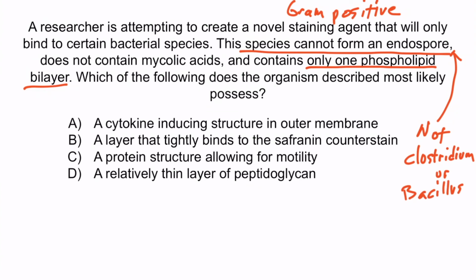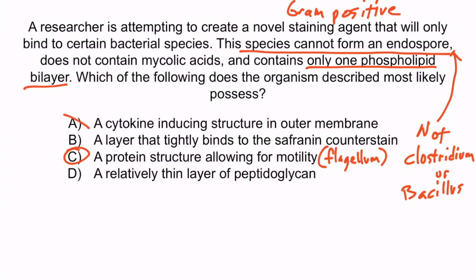In any case, knowing we are dealing with a gram-positive organism, which structure might be present in the bacteria the researcher is studying? The correct answer is choice C, a protein structure allowing for motility. This, of course, is describing a flagellum. And flagella are not unique to gram-positive or gram-negative organisms, so this bacteria in the question stem may possess this structure.